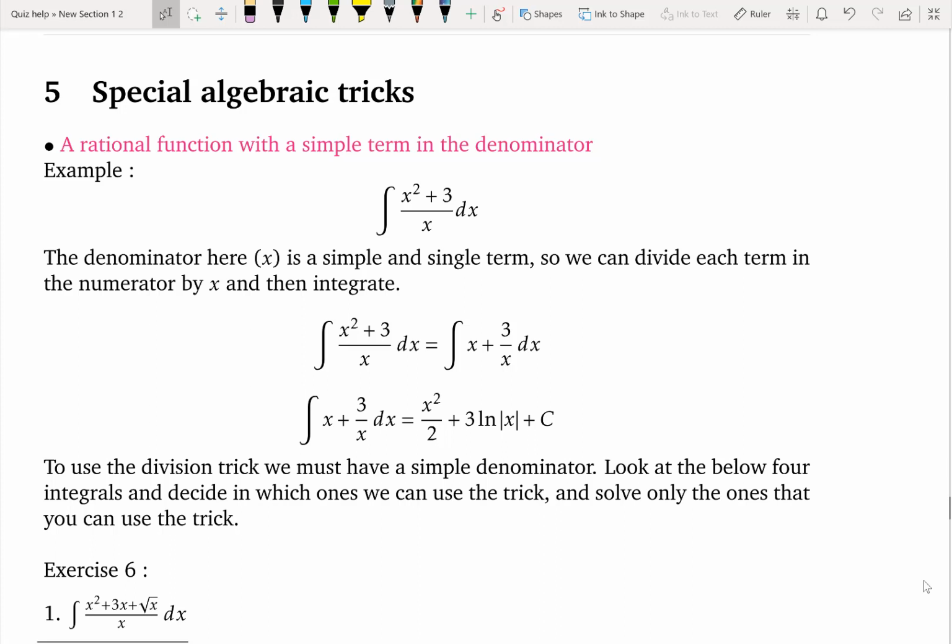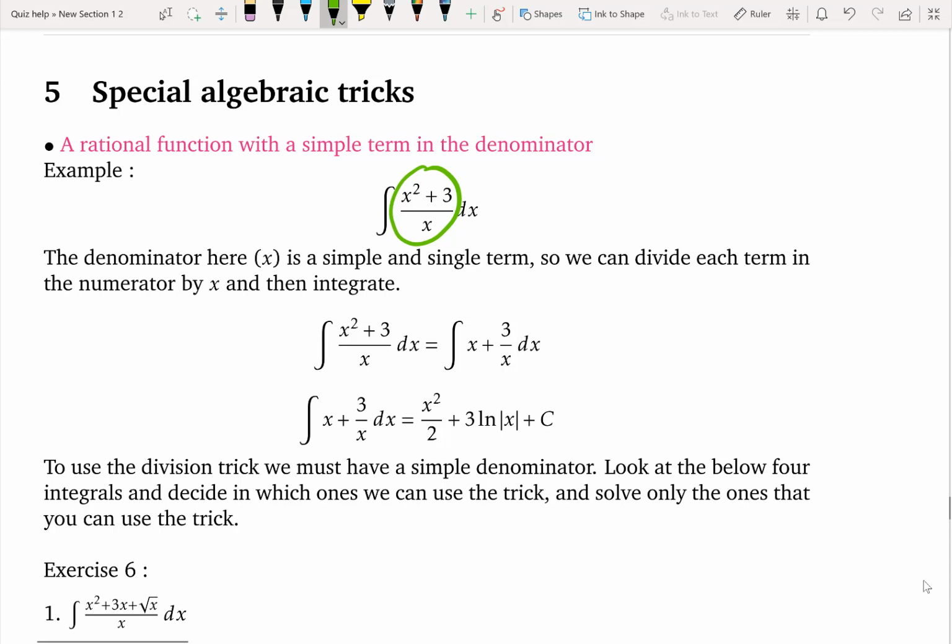In this video we are going to learn about special algebraic tricks. Now why is that? Well, look at the function that you have to integrate here. Here's my question for you. Think about a rule from rule 1 to 10 that we learn in this lecture series. Think about a rule that you can use here right away.